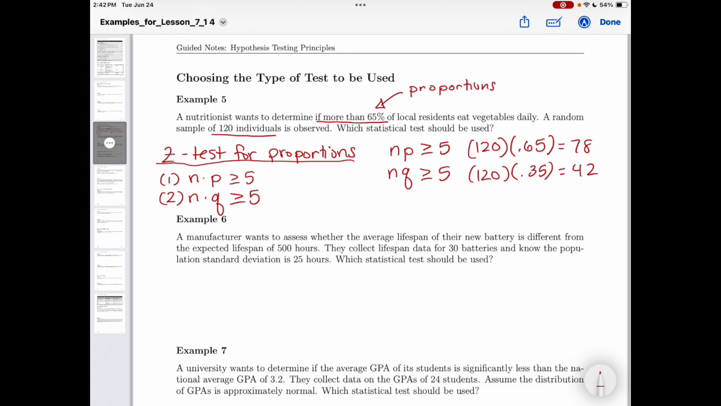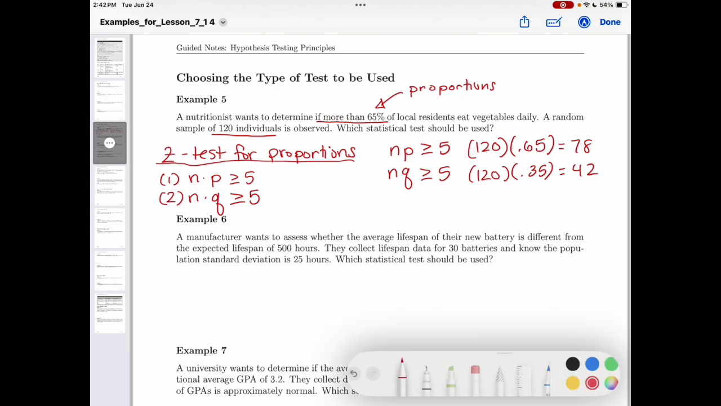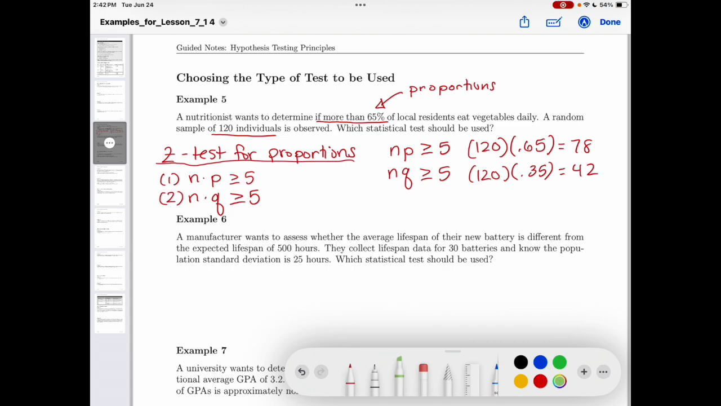Now, to choose what tail we're looking at, because it's asking or testing to see if it's more than 65%, we want to see if it's greater than, so we're looking at the right tail. So this is going to be a right-tailed test.